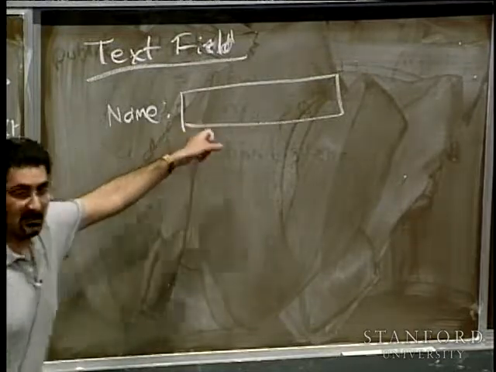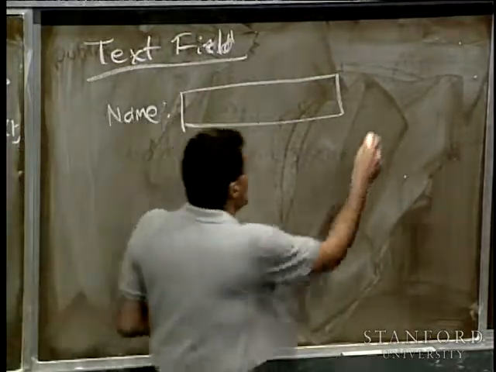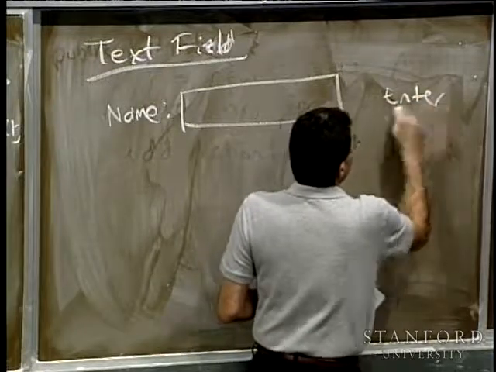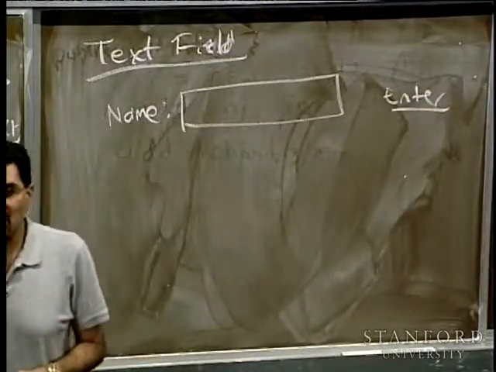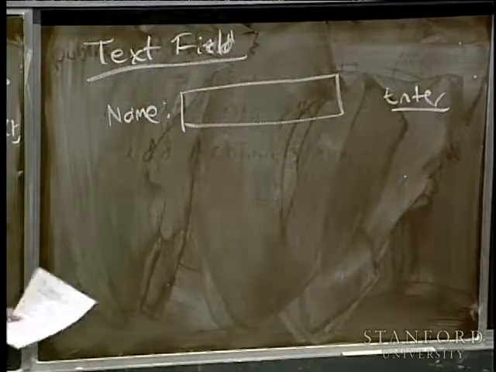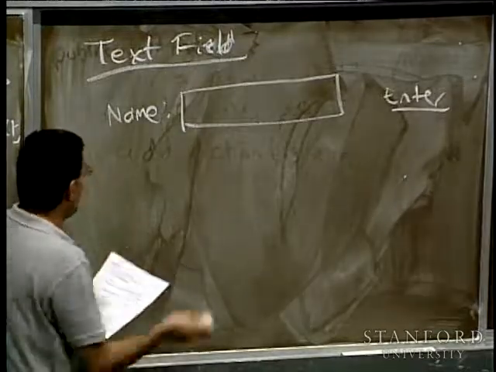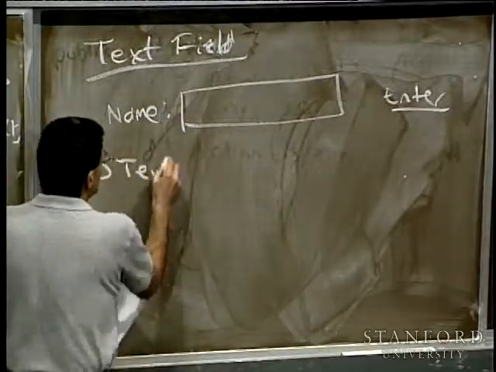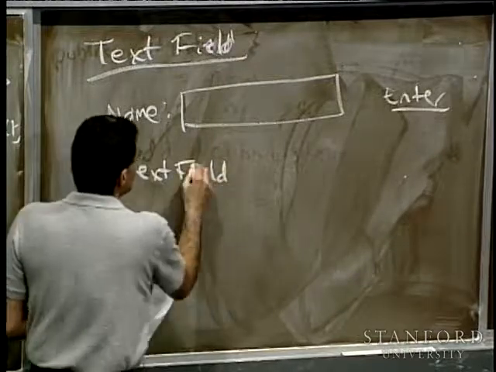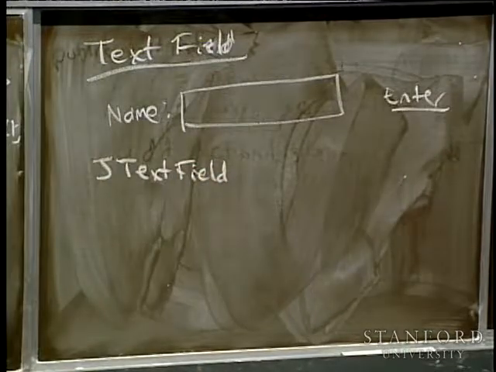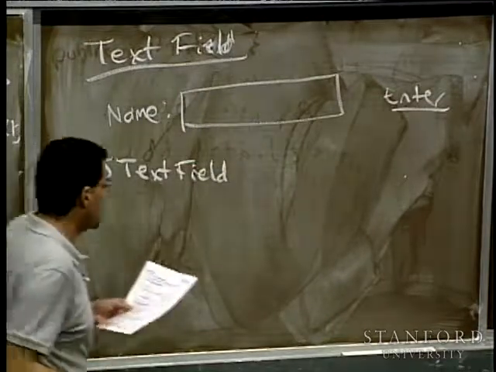But what you really get is the box. And when the user types in something and then hits the enter key, then potentially some event is generated for you. Okay? So how is that actually set up? So the thing we want to create is called a JTextField. It's just another one of these interactors, just like you saw before where we had checkboxes and combo boxes and all that stuff. It's just called a JTextField.